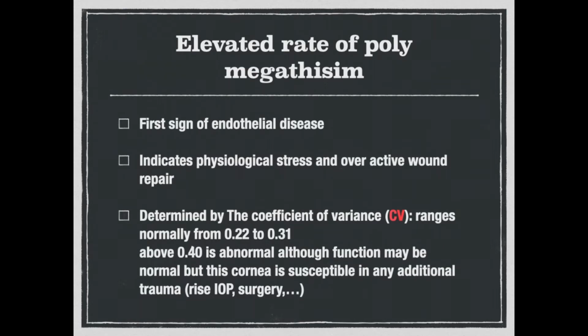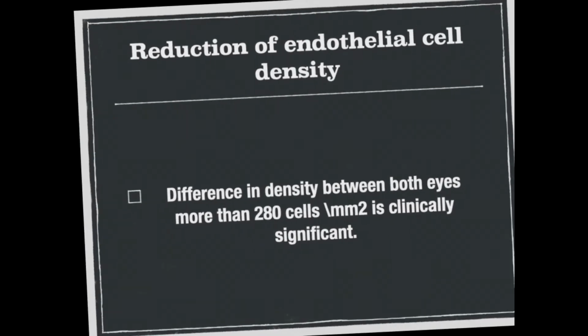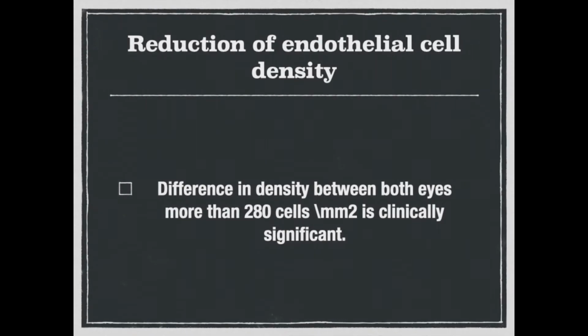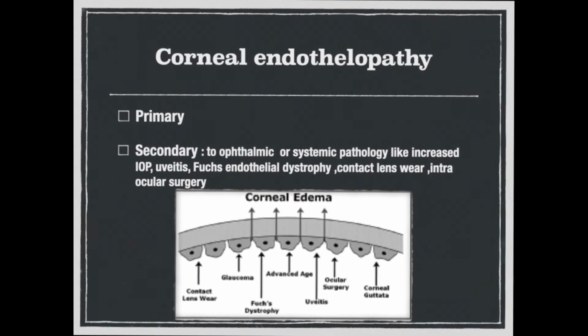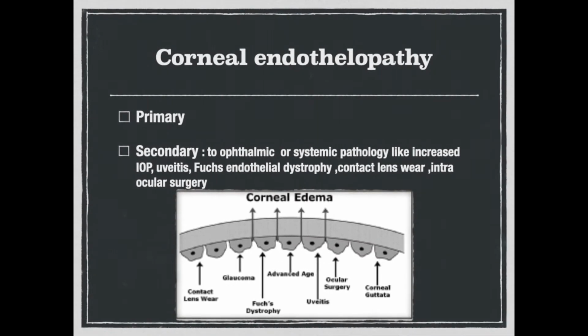It is determined by the coefficient of variation, as we discussed before. The coefficient of variation normally ranges from 0.2 to 0.3. Above 0.4 it's abnormal, and although function may be normal, the cornea is susceptible to being affected by any surgery. Another abnormality is a difference in endothelial cell density between both eyes of more than 280 cells per millimeter square. Corneal endotheliopathy: primary means congenital, not pathologically induced.